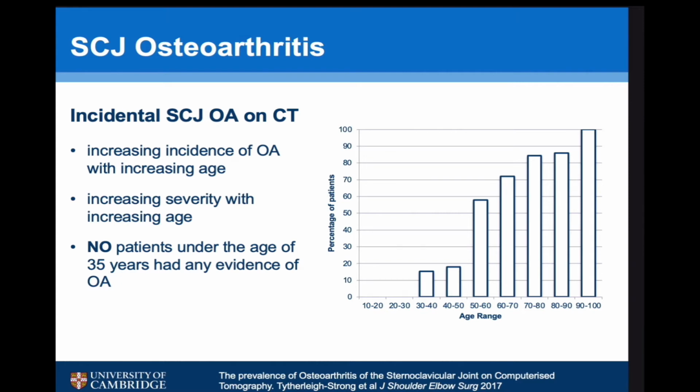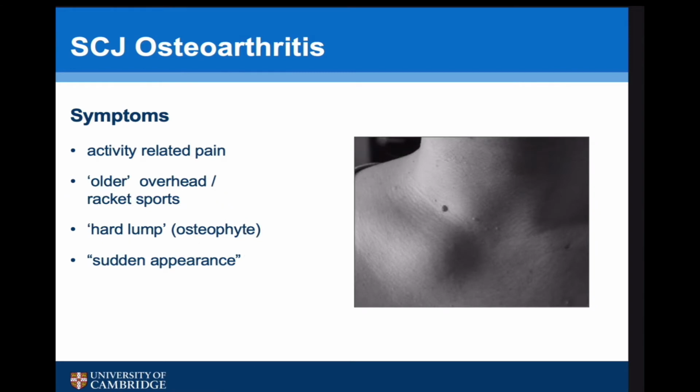So for slightly more mature athletes, such as recreational tennis and racket sports players in their 40s and 50s upwards, they do start to present with SCJ osteoarthritis. The type of symptoms that they present with are activity related pain. As I said, it tends to be this slightly older overhead racket sportsman. They often notice a hard lump, which is really an osteophyte of the medial end of the clavicle, and most people say it's a sudden appearance, whereas in fact it's actually slowly been appearing over time, and it's only suddenly that they've noticed it.